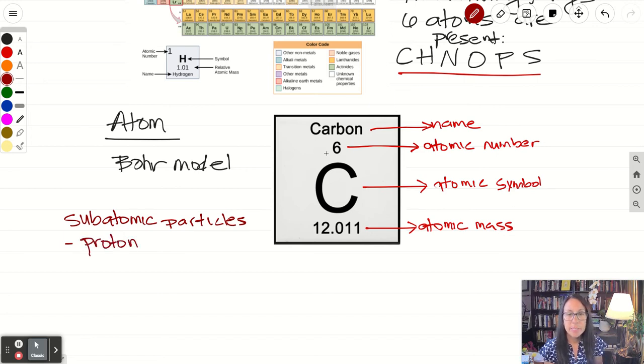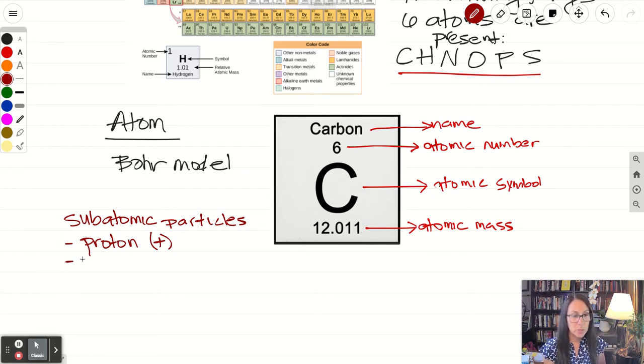This atomic number here for carbon is 6. So carbon has 6 protons. A proton has a positive charge. That's what you need to know about the protons. I'm just going to put a plus here. It has a positive charge. That is one of the subatomic particles.